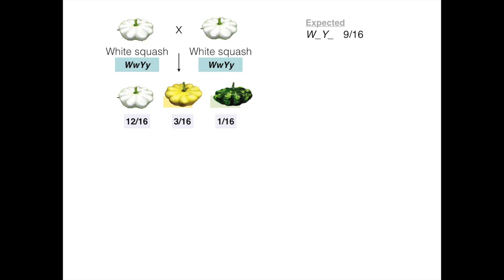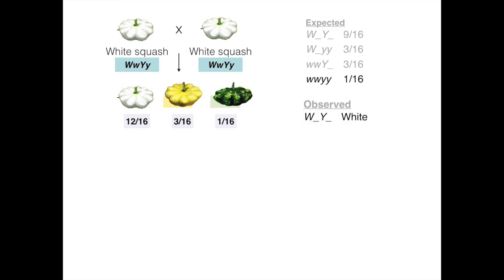So you would expect from this cross that 9 out of 16 would carry the white dominant and the yellow dominant allele. And then 3 out of 16 would carry the white dominant allele and be recessive at the yellow locus. You would also expect 3 out of 16 to be recessive at the white allele and carry a dominant yellow allele. And 1 out of 16 would be recessive at both loci. But what we observe is something very different than the expected ratio.